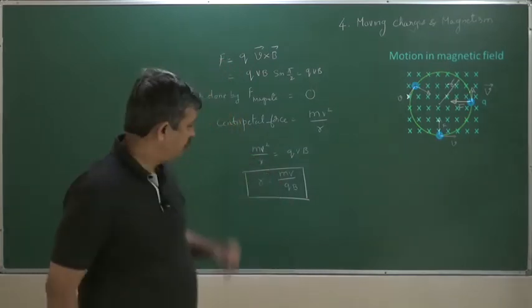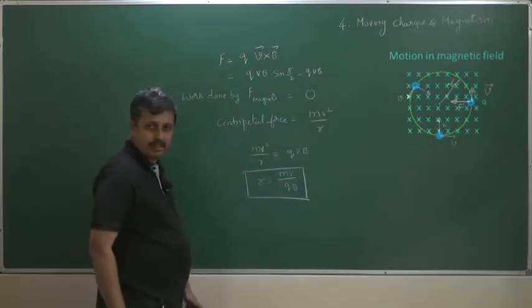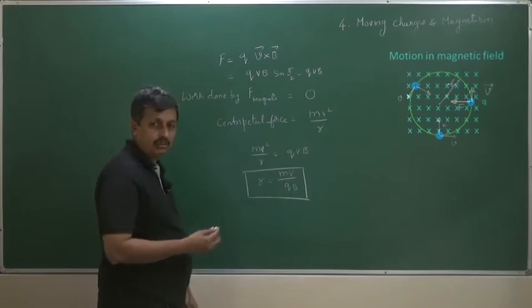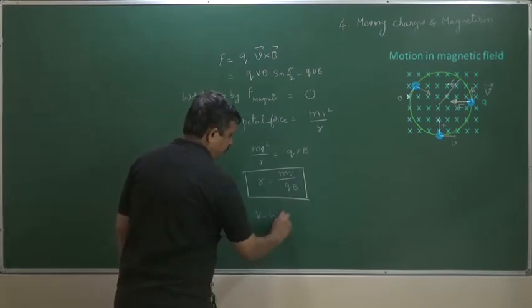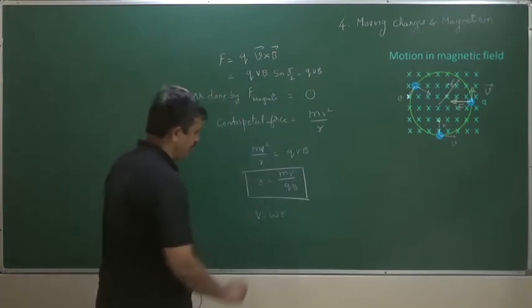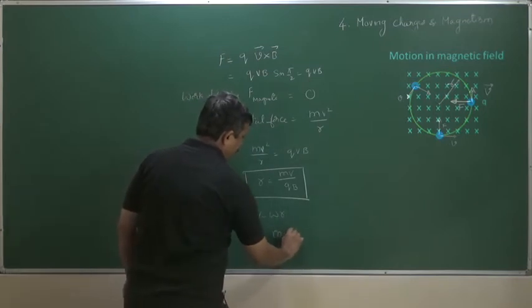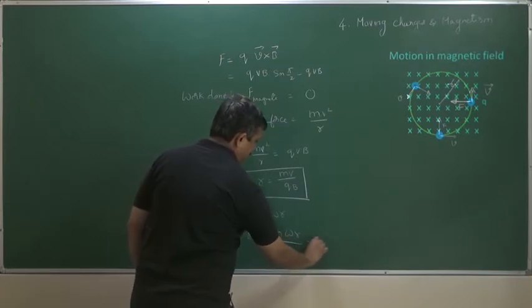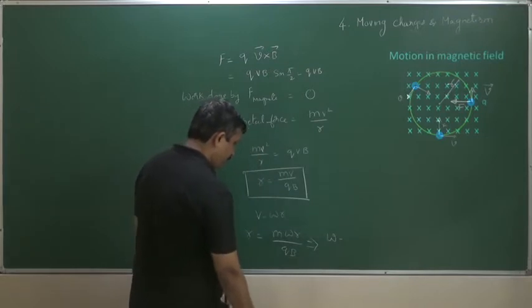We know that r is equal to mv by qb. We also know that v is equal to omega r. If I substitute that here, then you get r is equal to m into omega r by qb, which implies omega is equal to qb by m.